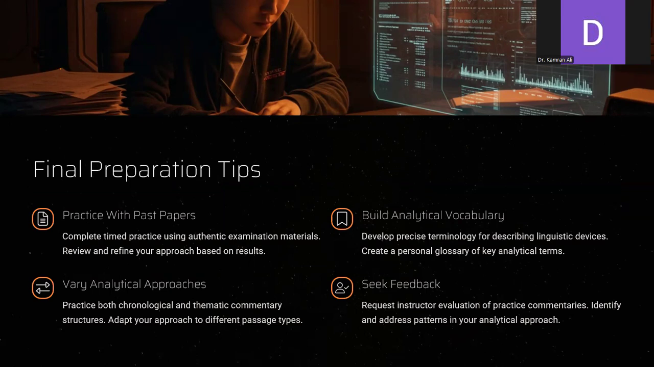That means you need to build a word bank for writing a commentary, right? When you're writing a commentary, you use certain words. For example, "the writer is trying to create an effect." This is an example of the sort of vocabulary you use when you are analyzing a text, right? And there are a lot of examples available online also, and I'll also be sharing some sheets about that.